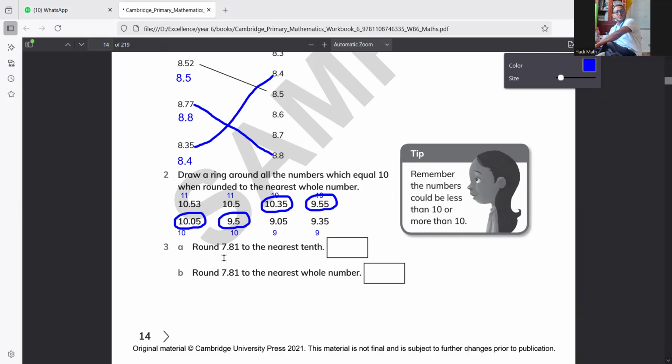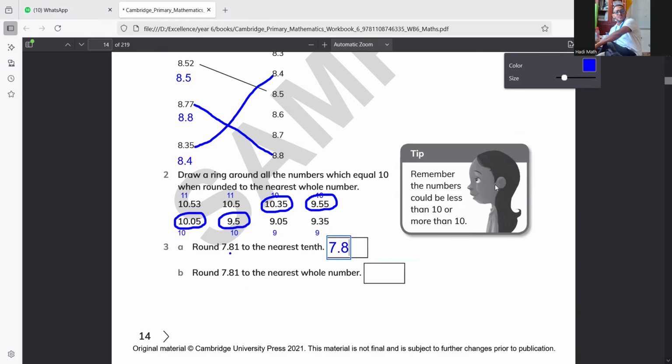Question, they say round 7.81 to the nearest 10th. Then go and look at the tens. Which digit is the 10th? What is the 10th digit in here? You need to determine the 10th digit. Your 10th digit is this 8. Look on the right of the 8, you have got 1. 1, you don't add. We say less than 5, you don't add. So it's going to be what? And you write everything else. It's going to be 7.8.